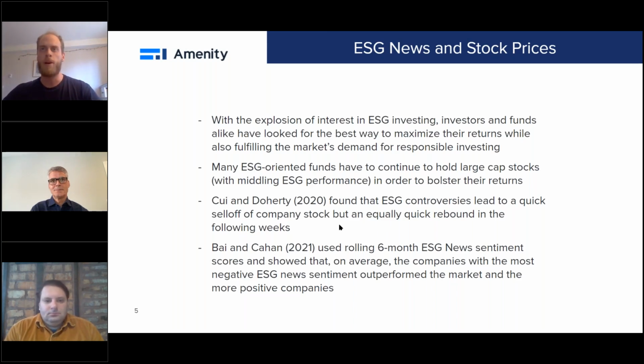Queen and Doherty in 2020 found that ESG controversies lead to a kind of V-shaped stock price movement, a quick sell-off when an ESG scandal first surfaces, and then also an equally quick return to the norm. They found that the market tends to overreact to these scandals. Ubai in 2021 wanted to see if he could find this same sort of pattern by using 6-month rolling ESG news sentiment. And there they found that the most negative ESG news sentiment companies over the rolling 6-month scores outperformed the market, and the more positive companies.